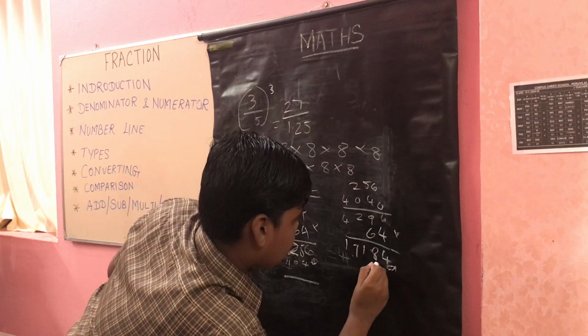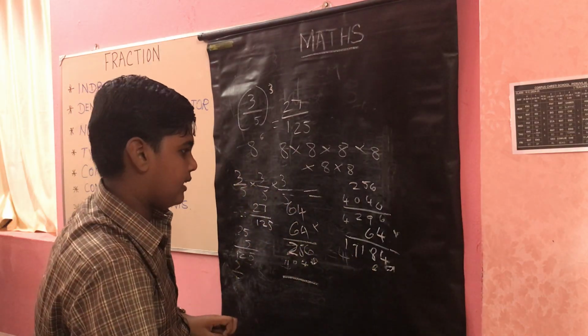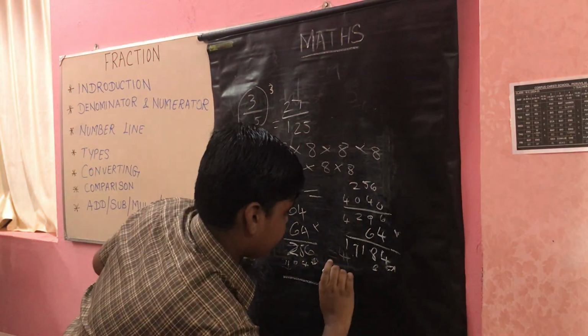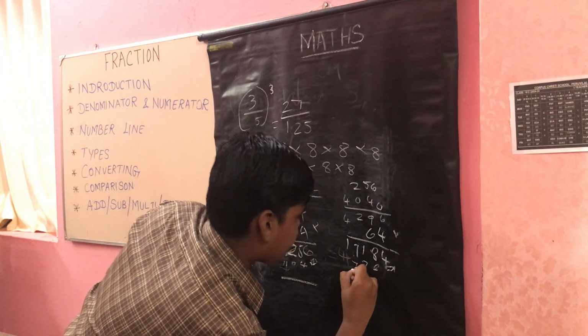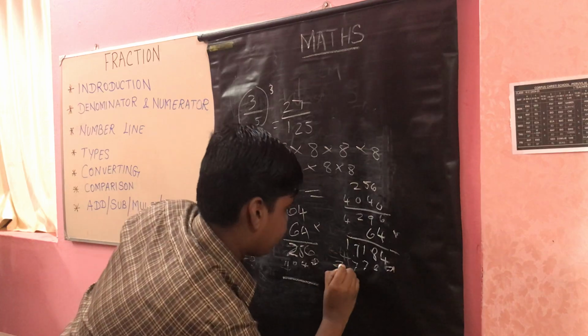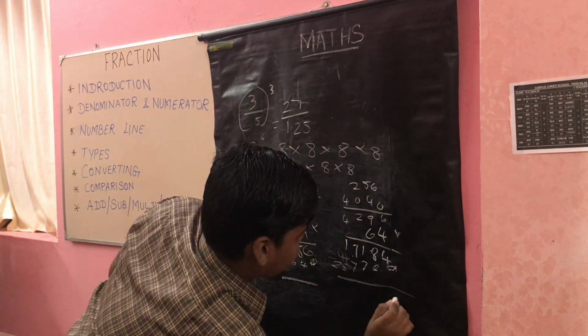And 6 6 is 36, so 3 remaining. 24 plus 3 is 57, and 5 remaining. 17 and 1 remaining, and 25. Now we need to add all these.